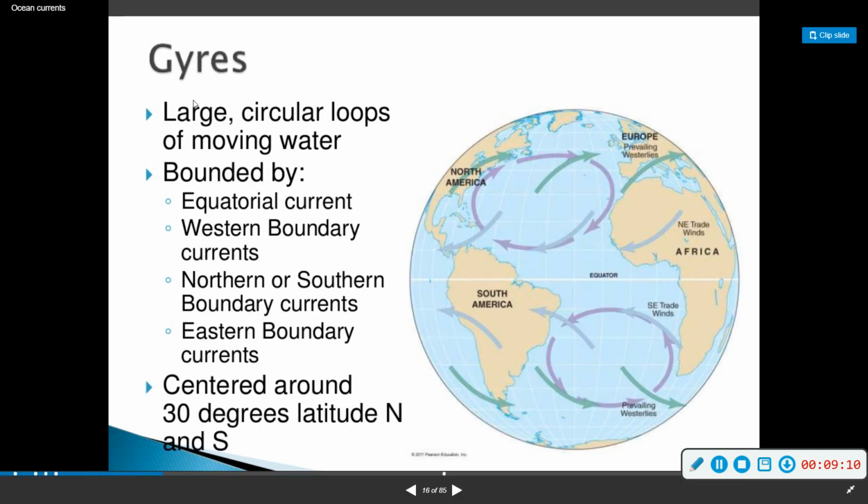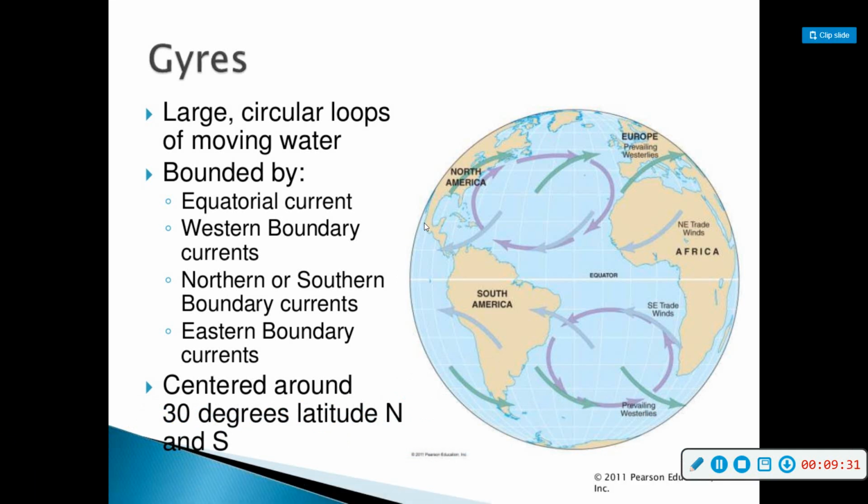So gyres are large circular loops of moving water. They are bounded by equatorial currents, western boundary currents, northern or southern boundary currents, and eastern boundary currents. They are centered around 30 degrees latitude north and south. Gyres are like continents and your smaller currents are like countries, if you can get that analogy.